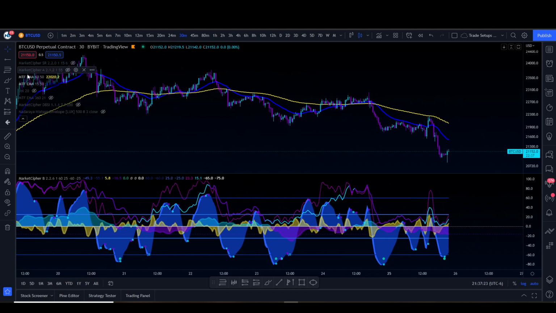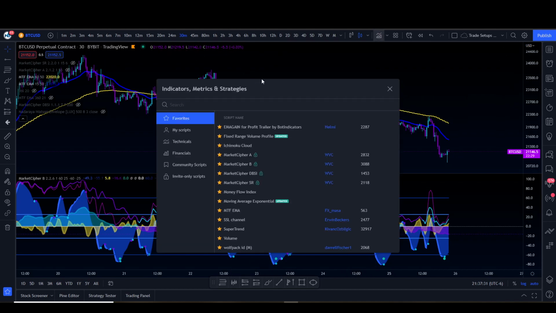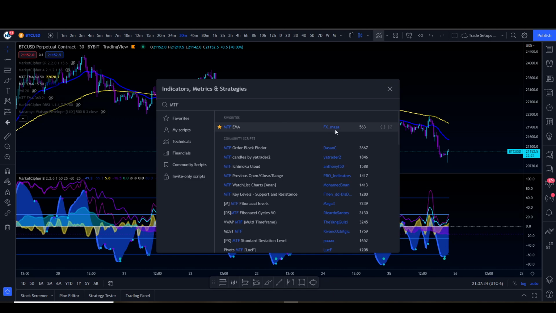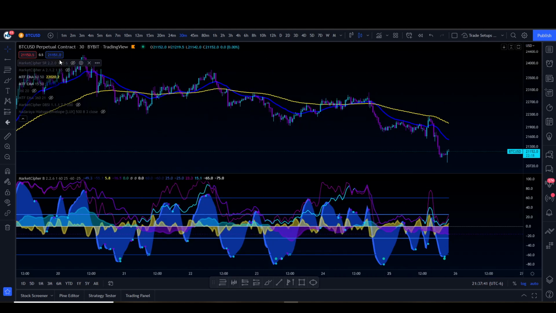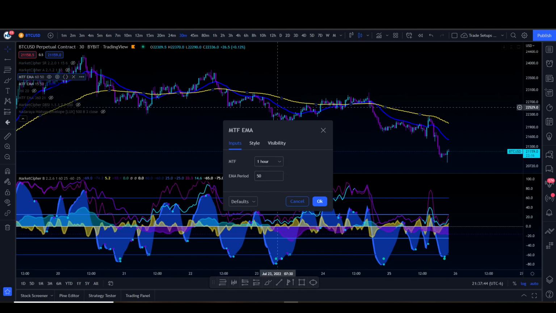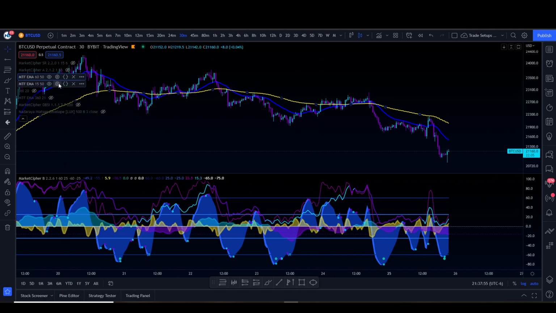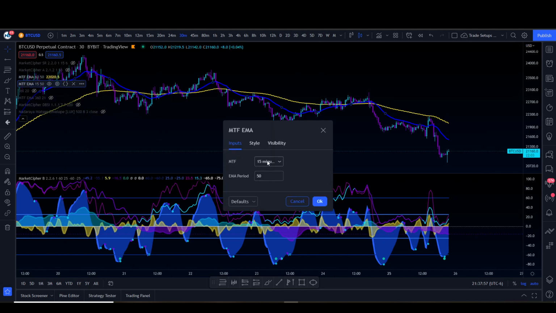You will also need these MFT EMAs, which MFT stands for multi-time frame EMA, and you just click the indicators here and hit MFT, and here it is right here. This FX Massa is what I use, so this MFT EMA, and you just click it twice to get two of them, and you make one whatever color you want. I chose yellow, and it's the 1 hour 50 EMA, which is probably the one we're going to be referencing the most in this video. But we also need the 15-minute 50 EMA, which is this blue one.